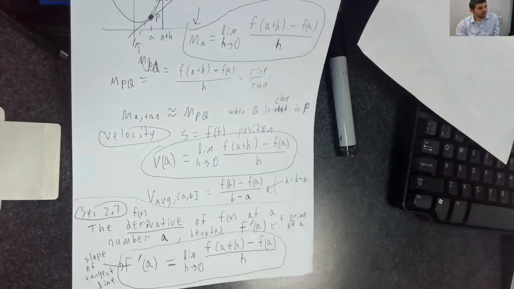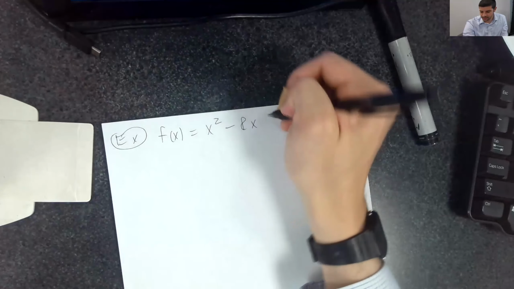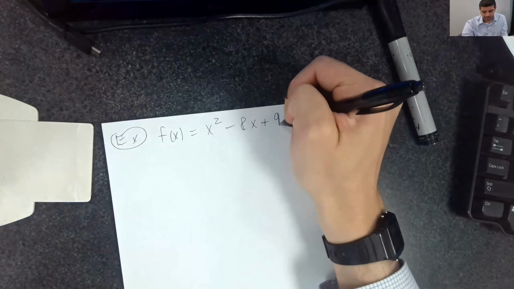Do you guys see that to calculate the derivative, you're going to be doing exactly what we've been doing for this class and last class? We're just going to be using this formula. All right, so example. F of x is equal to x squared minus 8x plus 9.